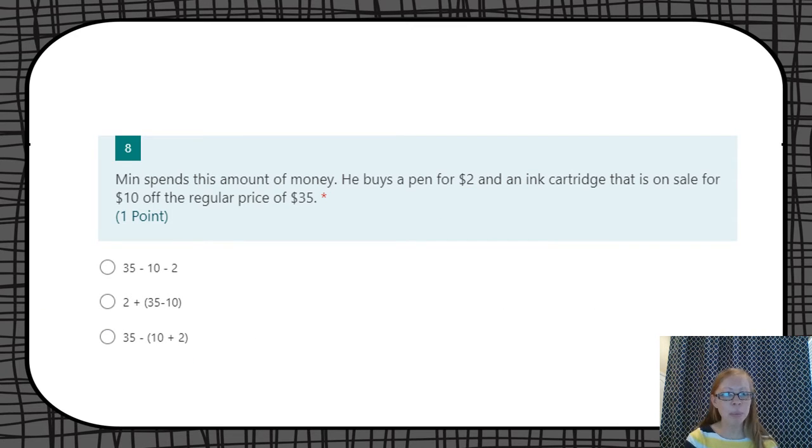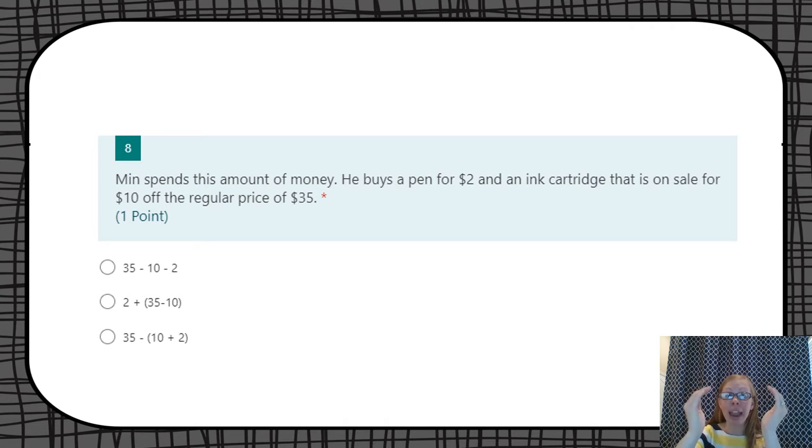Another type of problem that we saw was doing that process in reverse, taking a situation and writing it as a numeric expression. So Min spends this amount of money. So this amount of money is what we're trying to solve for. He buys a pen for $2 and an ink cartridge that is on sale for $10 off the regular price of $35. Okay, so $10 off that regular price of $35.